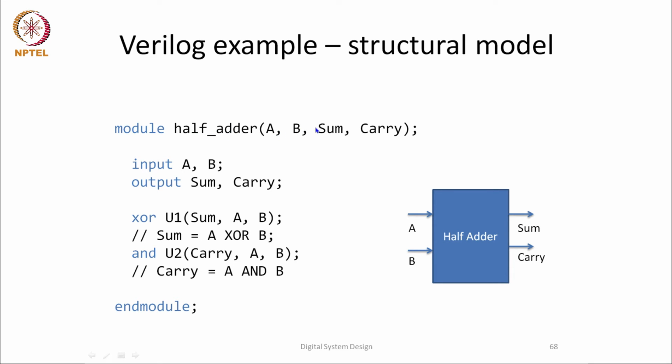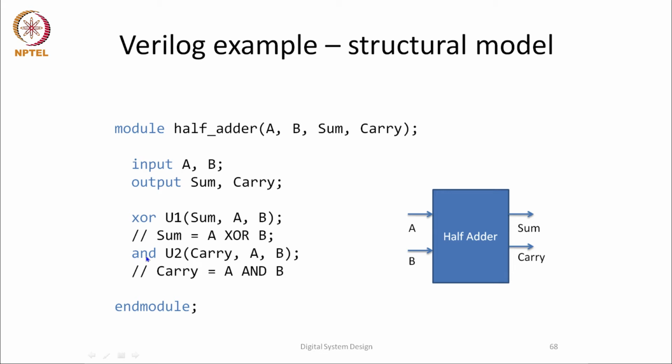XOR will also be some other module, and it would have a certain port list. If I write the names of my inputs and output in the same order as the port list of that particular module, then it would get connected. So sum would be connected to the output of XOR, A would be connected to the first input of XOR, B to the second input, and U1 is the instance name or the object name. You can visualize that there could be multiple XOR gates in our module, so each of them should have a different name. That's why this is the instance name.